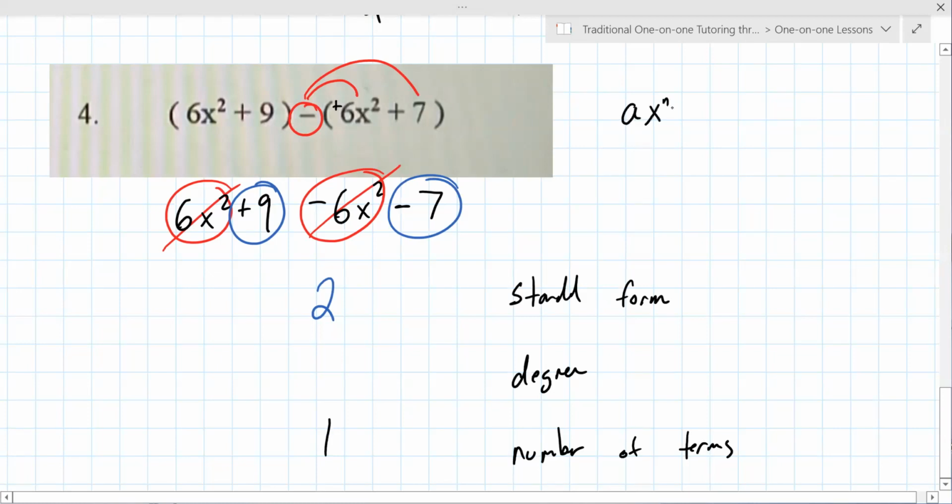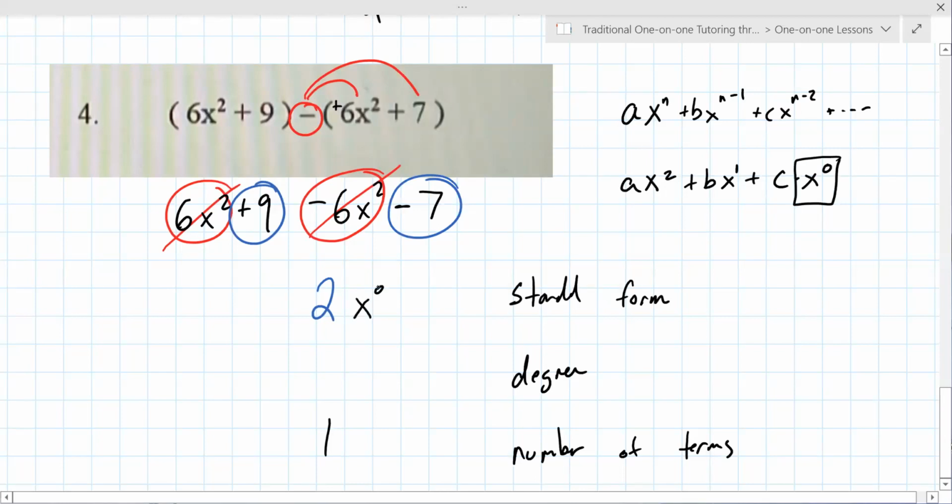So here's the standard form of a polynomial. It's like ax to the n plus bx to the n minus 1 plus cx to the n minus 2 and so on. And you're like, well, that doesn't really help me. And I'm like, you're right. So here's what happens. Let's just say it's an x squared: ax squared plus bx plus c. This x is to the power of 1, and the c is really times x to the power of 0. We just don't write it. This is never written, but there's really an x to the power of 0 here.